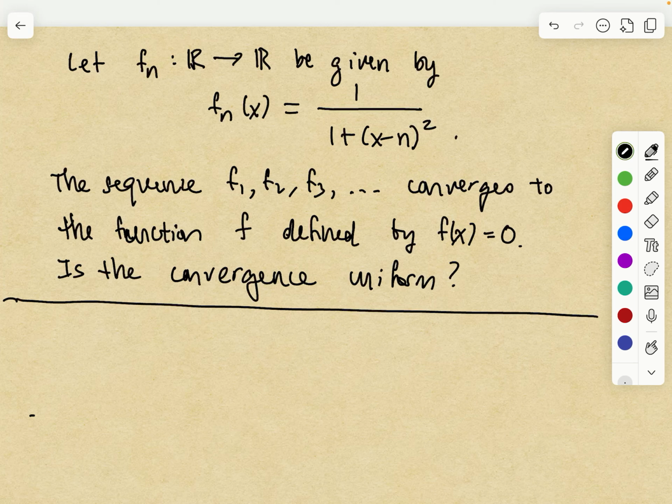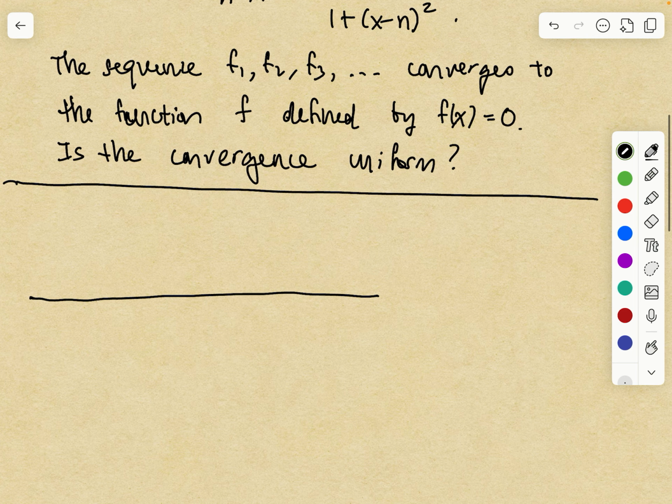So intuitively, what's going on is, first, we're not given whether the convergence is uniform or not. We have to decide, and we have to prove it. But before proving it, either one or the other, we want to get an idea of which one it's going to be. Is it uniform convergence or not? And our limit function, f, is just the function given by f of x equals 0.